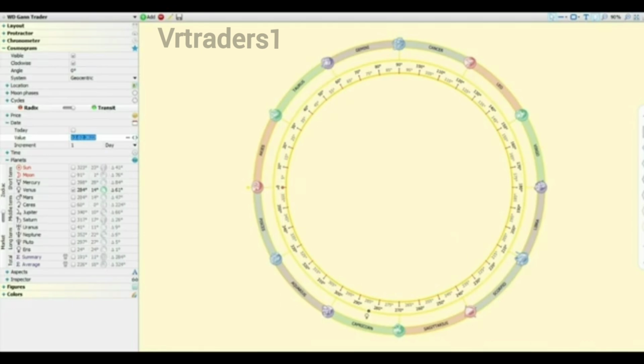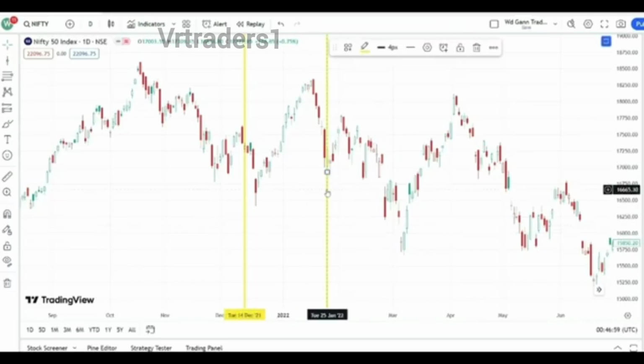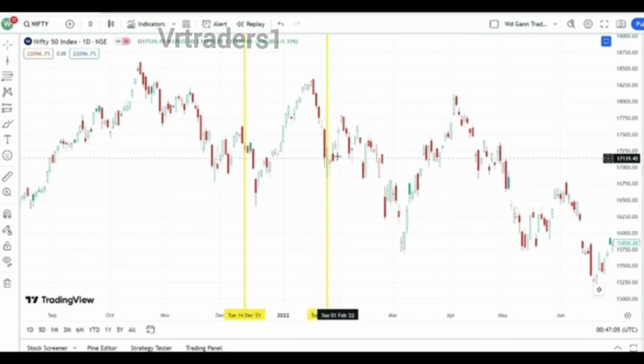Let's mark it on the Nifty chart. So here is the point, 25 January 2022. You can see that the market was in a good downward direction, but after the exact date 25 January 2022 the reversal is there, and you can see it gave good movement in upward direction continuously for the next 5 days. The market was in green.